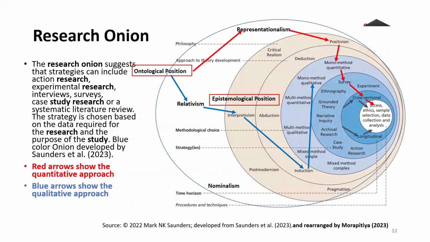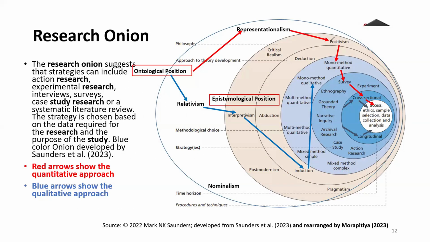This means if you do the quantitative research, your path is mentioned in the red color, right? If you do the quantitative research, your path is like this. Your ontological stance is representationalism, right? And positivism, that is your epistemological stance. This is a little bit technical, right? But remember, whether you like it or not, you need these things in your research. Okay, remember that point very clearly.